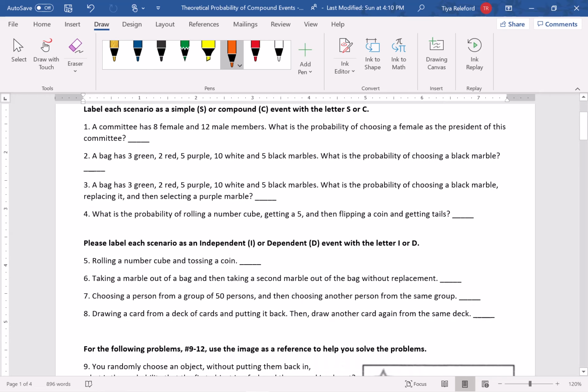So we're just looking at these to decide if it's simple or compound. We're not solving, we're just labeling. Number 1 says a committee has 8 female and 12 male members. What is the probability of choosing a female? How many different things are we choosing? Just a female. Are we choosing once or twice? One time. That is a simple event.